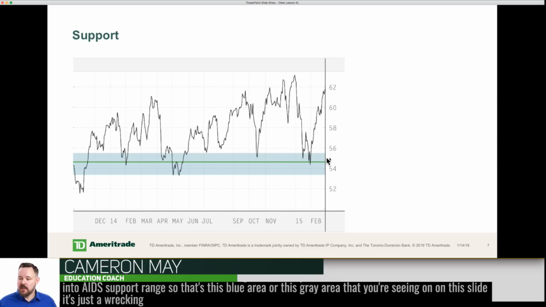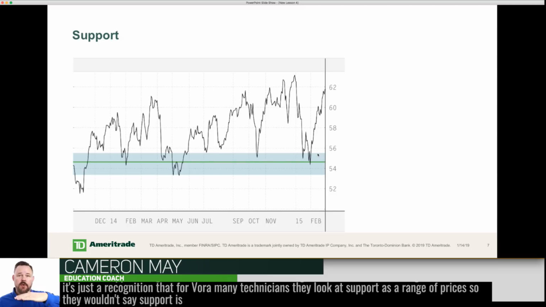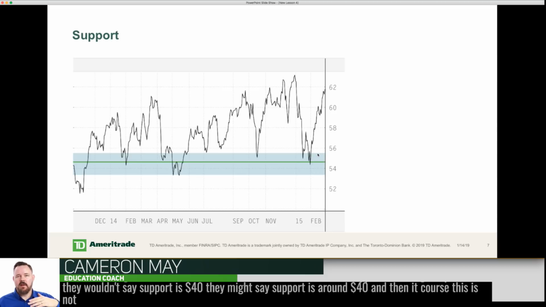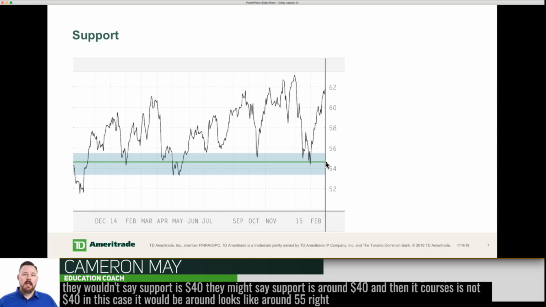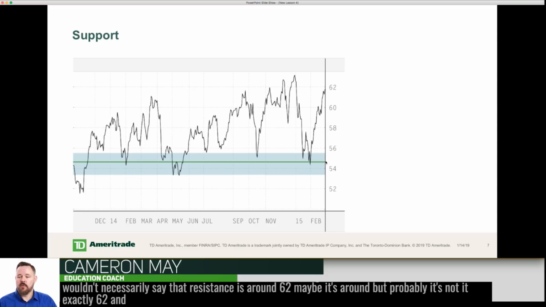It's just a recognition that for many technicians, they look at support as a range of prices. So they wouldn't say support is $40. They might say support is around $40. And of course, this is not $40. In this case, it would be around, looks like around 55, right? And to the opposite extent, they wouldn't necessarily say that resistance is around 62. Maybe it's around, pardon me, it's not at exactly 62. Maybe it's around 62. So there's your introduction to support. Let's go see an example of it.